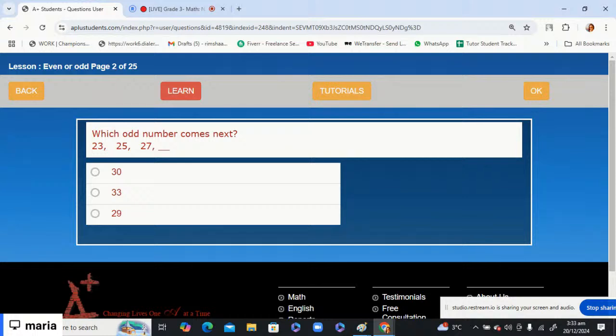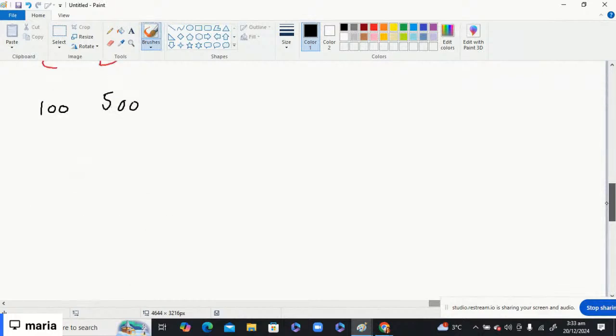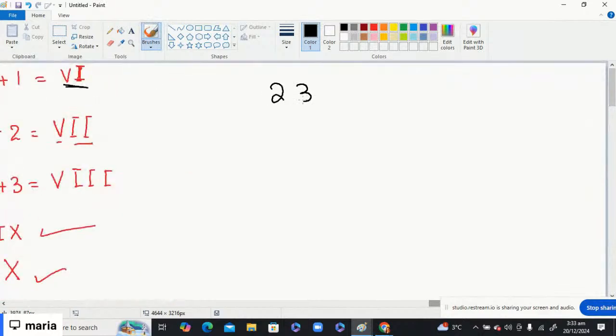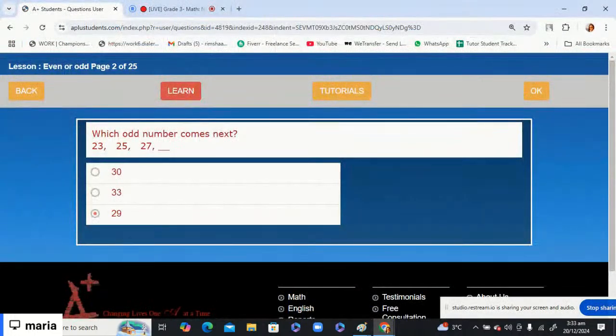Which odd number comes next? This is 23, 25, 27. Okay, look, here is given 23, 25, 27. It means that here is 24, here is 26. After 27 comes 28, it's even. Now here is 29. So which option? You guys tell me the answer, okay? This is the 29.